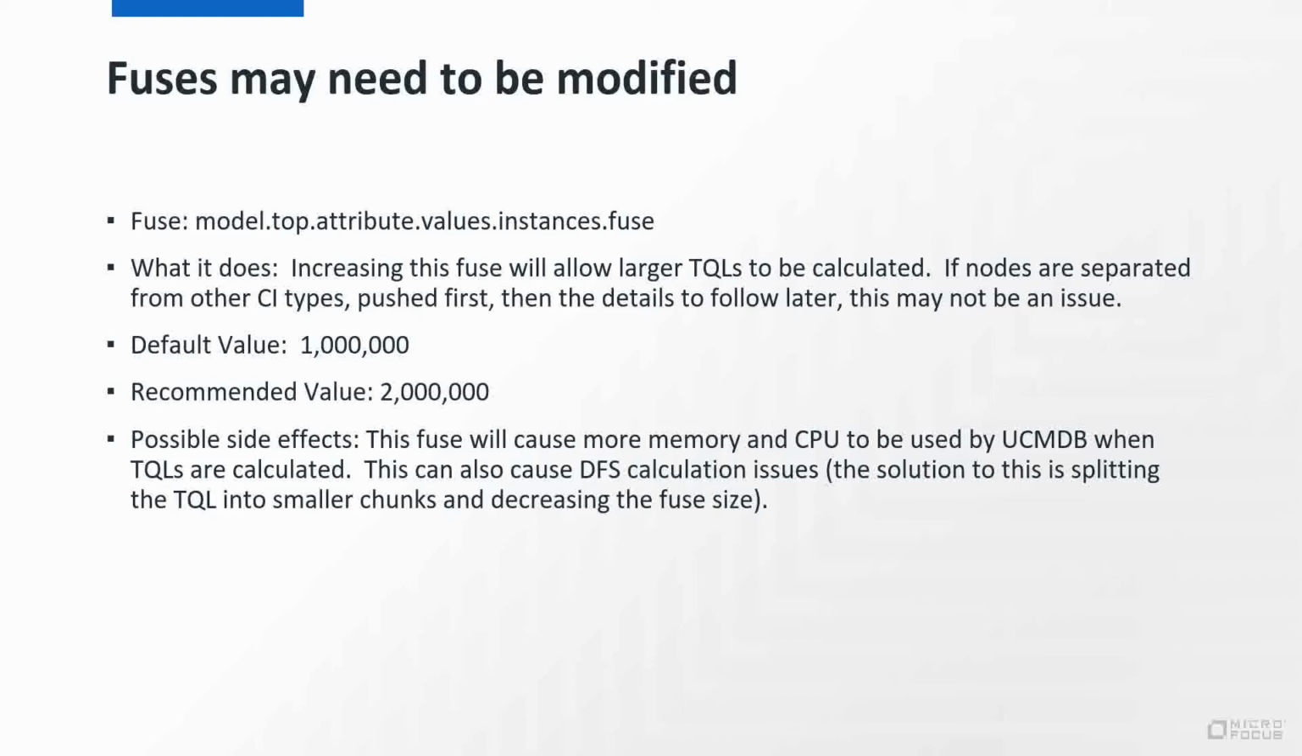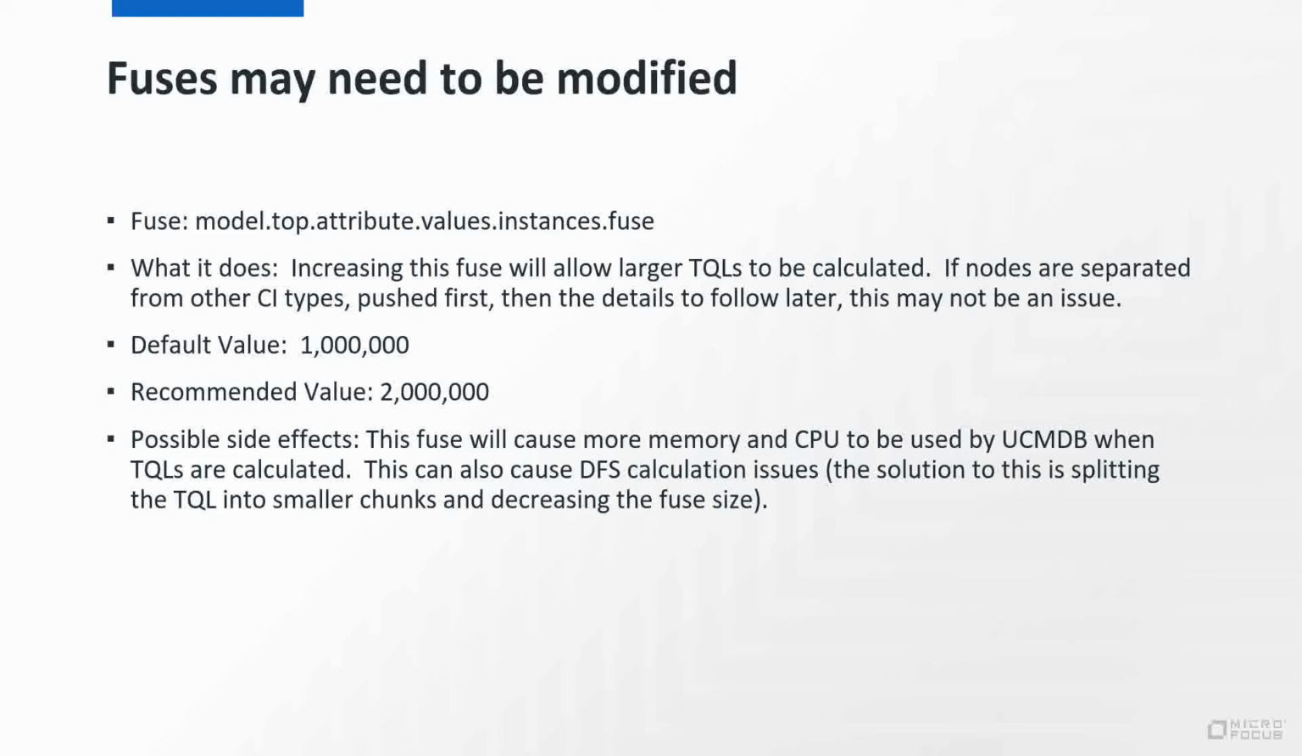Model top attribute instance fuse. What this will do is it will allow larger T-quals to be calculated. Again, if you're writing the T-quals the way I specified earlier, this should not be an issue. The recommended value for this, the maximum, is 2 million. The default value is 1 million. Increasing this fuse can cause memory and CPU utilization in UCMDB to increase, and it may cause calculation issues.